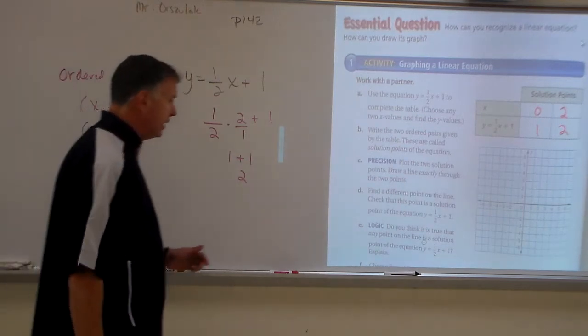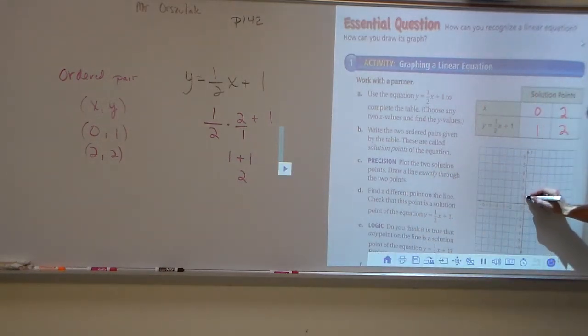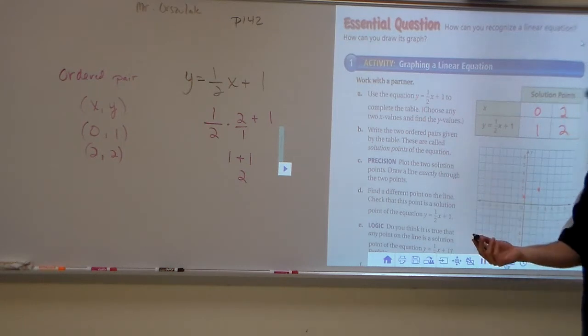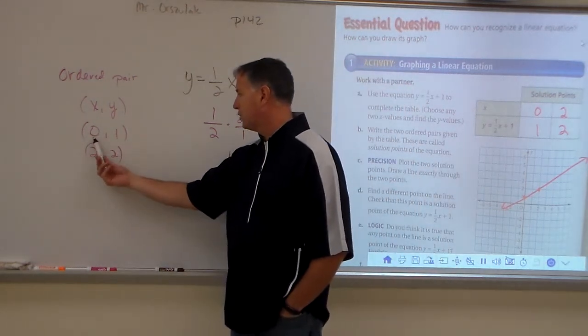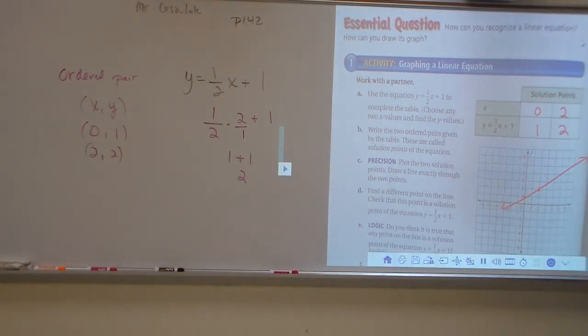So I go here to my graph, and I graph 0, 1, and I graph 2, 2, and it says to draw a line through those points. So I'm going to do my best. You guys would do much better with a piece of graph paper. Okay, there's my line. So I have my solution points. My ordered pairs are 0, 1, and 2, 2. I go to my graph, I draw my line.